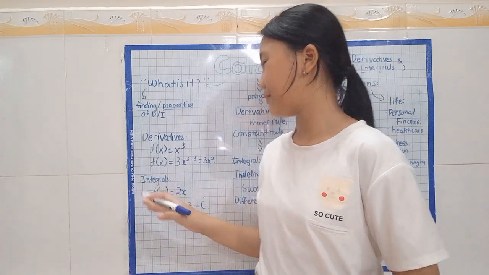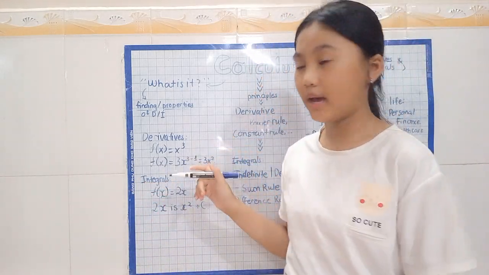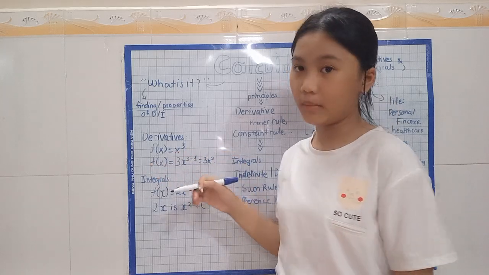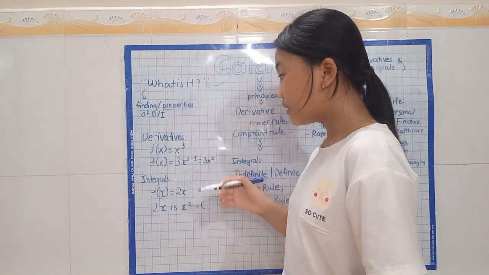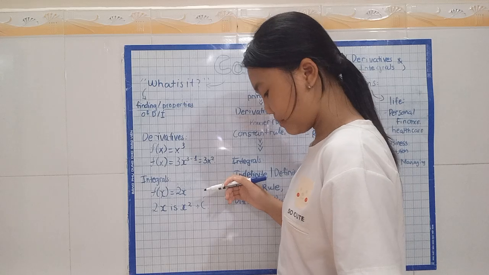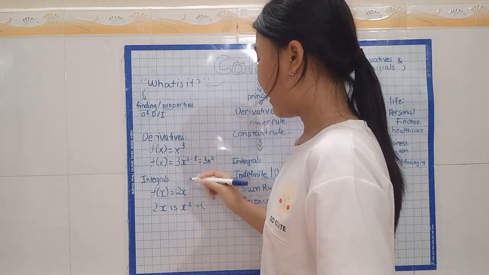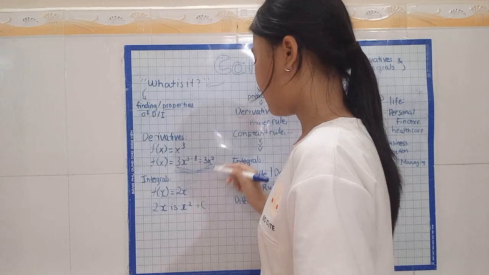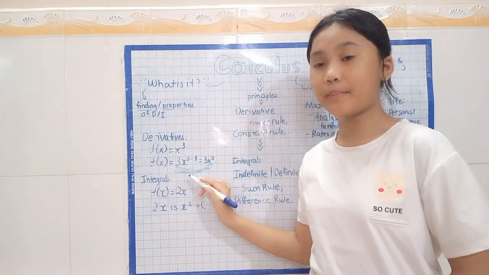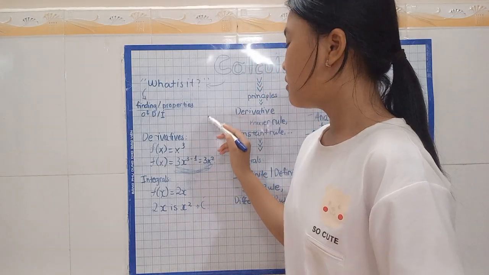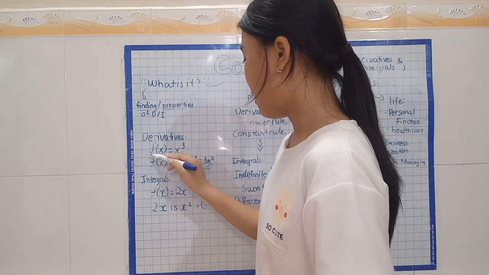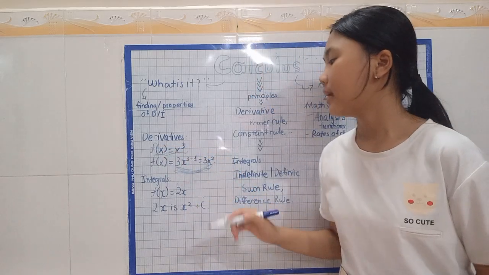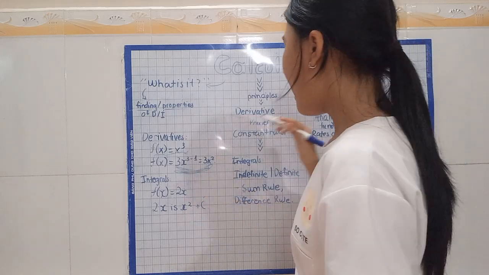So let's look at an example of derivatives. Here we have our derivative formula. This example could be found through this process. You can see the process of finding the output of this input.